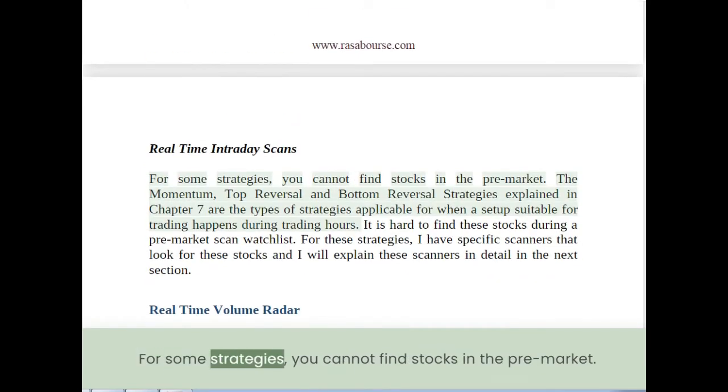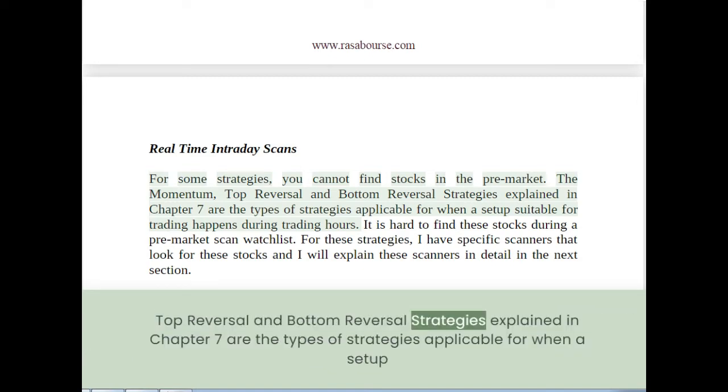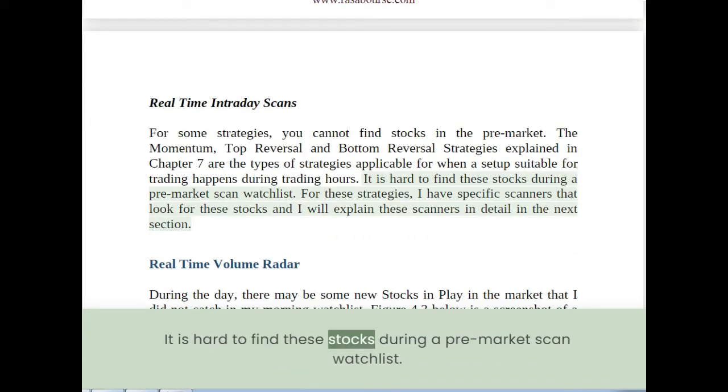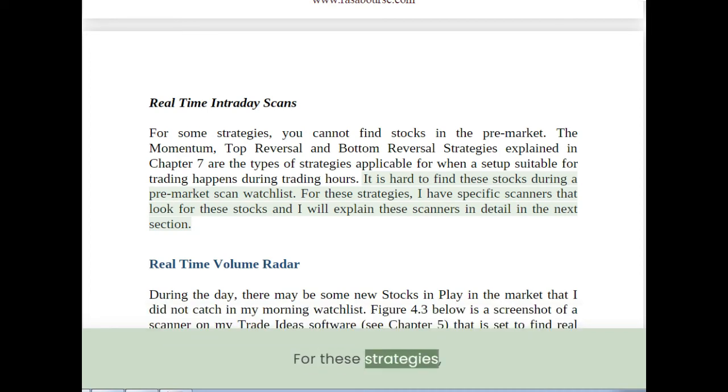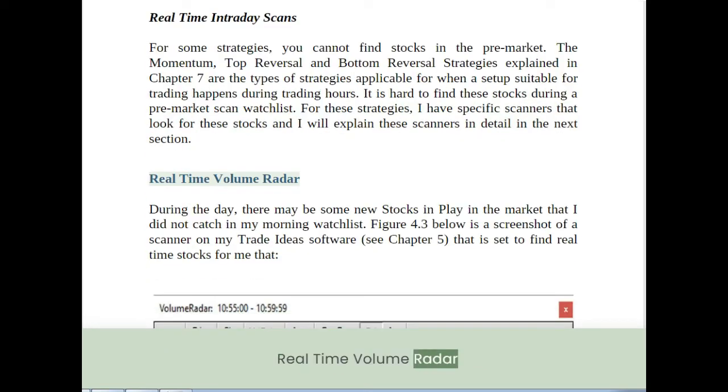Real-time intraday scans. For some strategies, you cannot find stocks in the pre-market. The momentum, top reversal and bottom reversal strategies explained in Chapter 7 are the types of strategies applicable for when a setup suitable for trading happens during trading hours. It is hard to find these stocks during a pre-market scan watchlist. For these strategies, I have specific scanners that look for these stocks, and I will explain these scanners in detail in the next section.